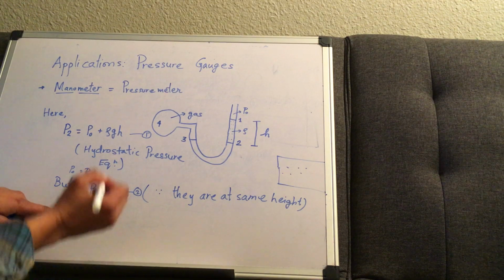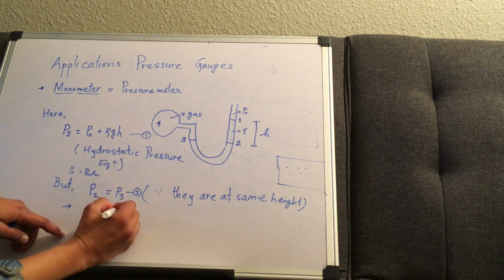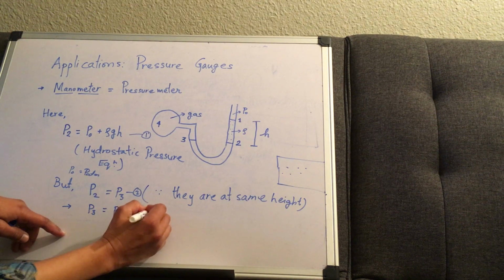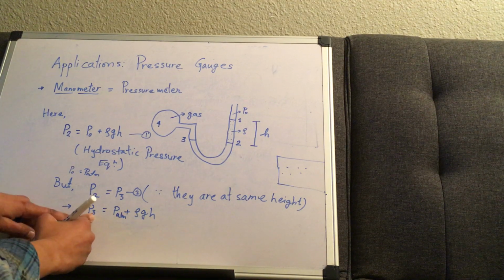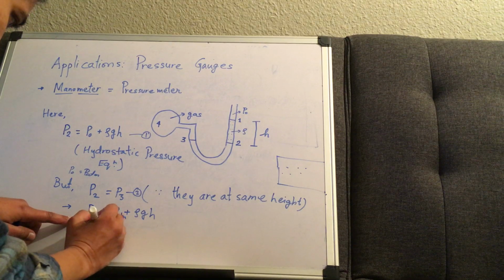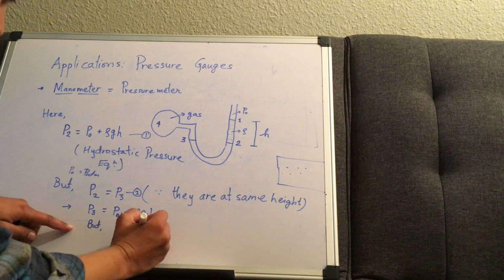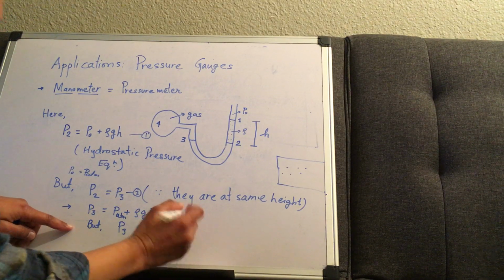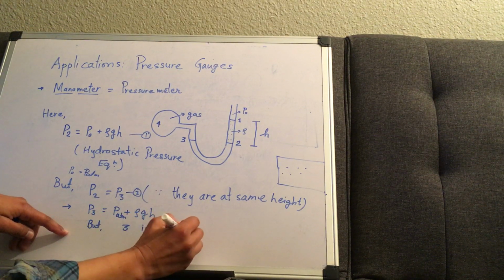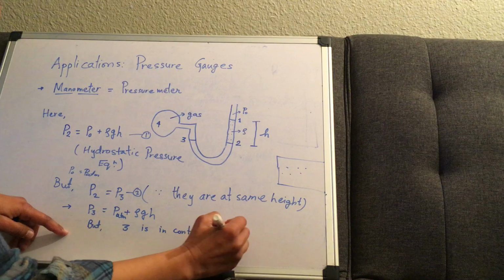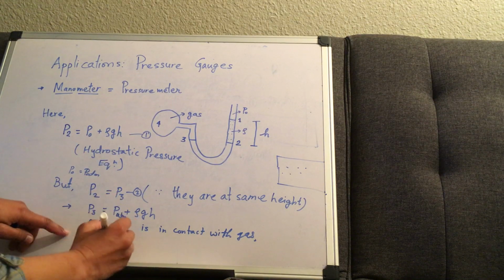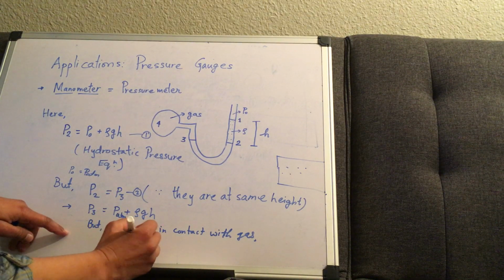P3 must be equal to P atm plus rho g h. But I said P3 is also what? Region 3 is in contact with the gas, so the pressure P3 must be equal to P gas.